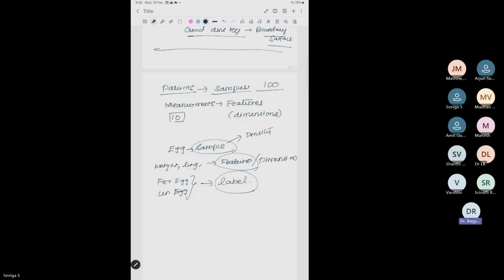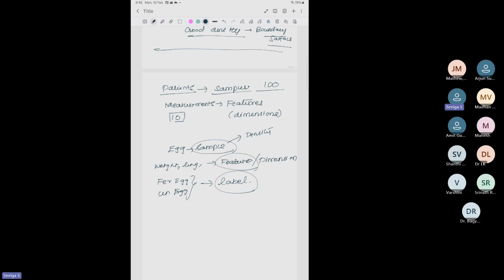In any sample, will you have a label? Is a label a must? I can understand having features and samples, but what is the role of a label? Label is used in supervised learning. We can have a label or not. Samples are a must, patients are a must, and the measurements made on the patients are features. Any data you take will have samples and features, but a label is not a must.